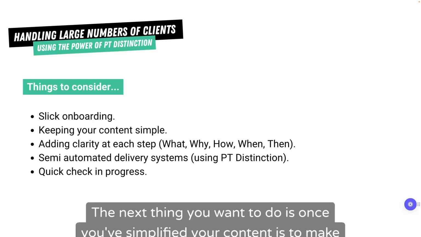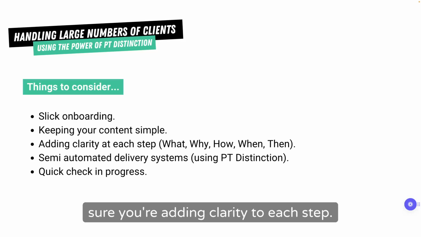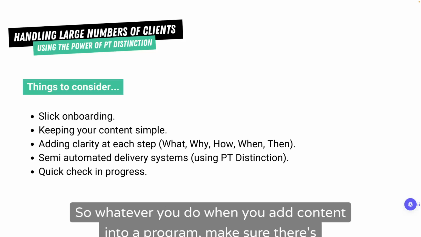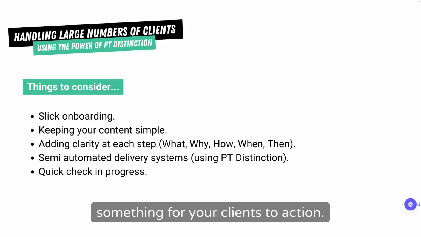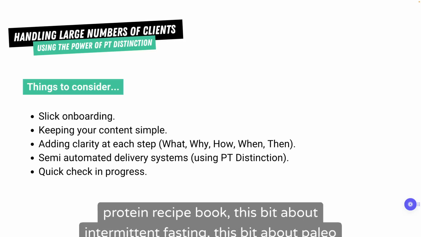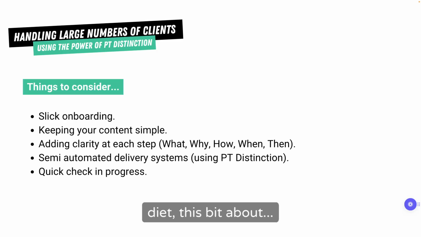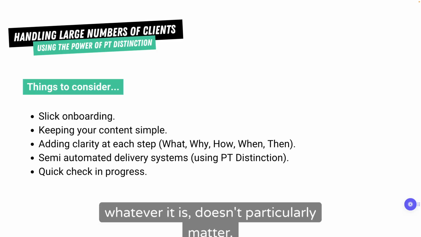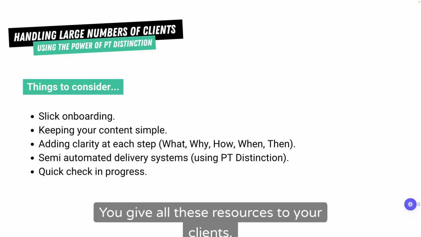The next thing you want to do, once you've simplified your content, is to make sure you're adding clarity to each step. So whatever you add into a program, make sure there's something for your clients to action. The issue we see sometimes is you go, I'm going to give this vegan recipe book, this protein recipe book, this bit about intermittent fasting, this bit about paleo diet, this bit about whatever it is, it doesn't particularly matter. You give all these resources to your clients.